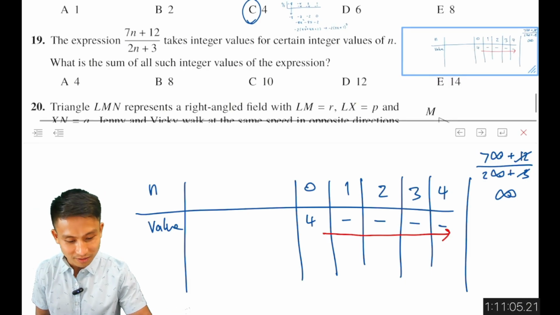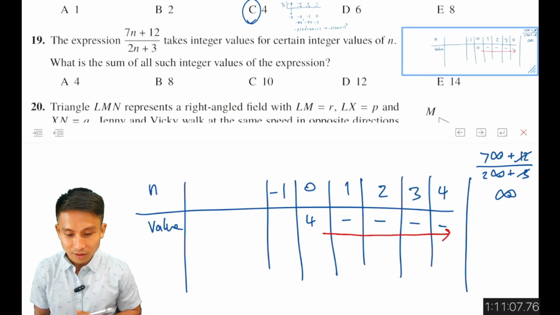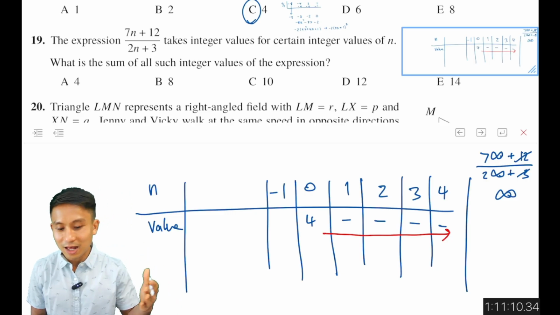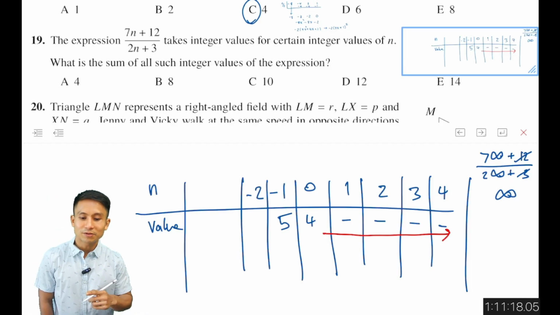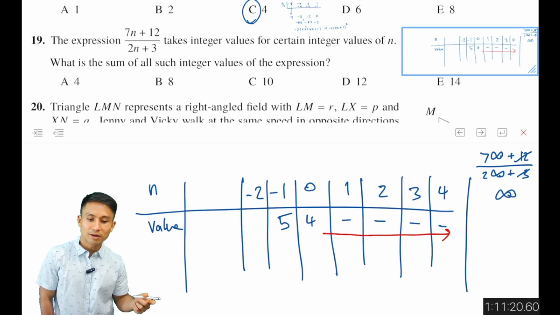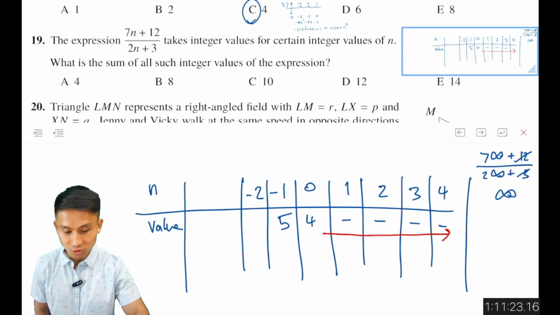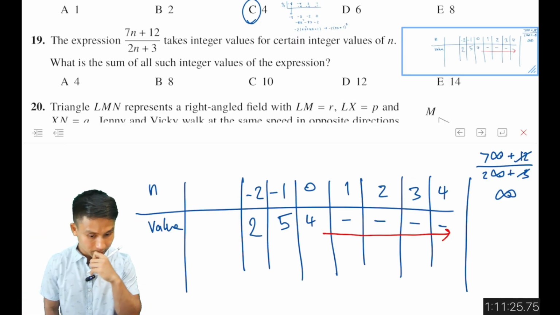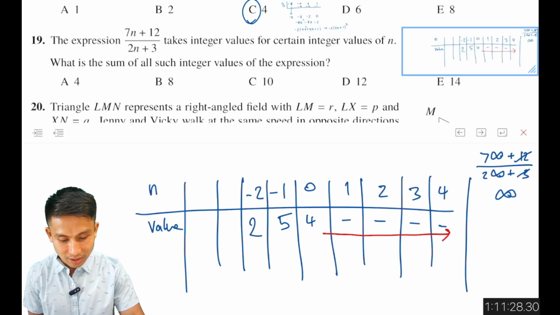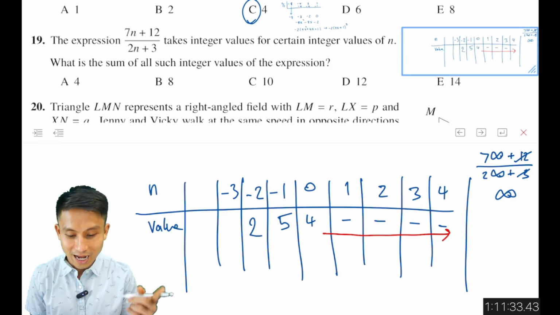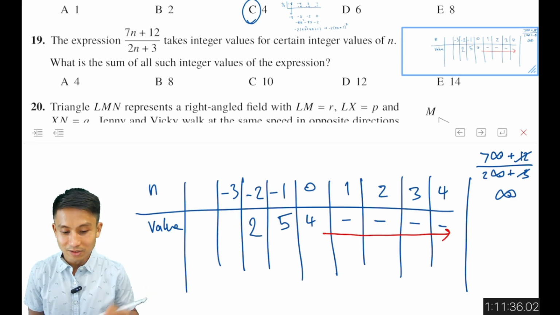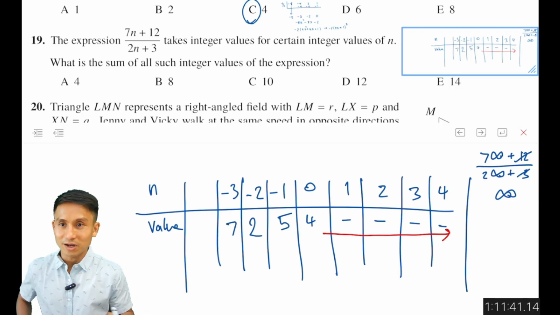So let's do negative. Minus 1: minus 7 plus 12 is 5, 5 over 1 is 5. So this is 5 if you plug in minus 1. Minus 2: minus 14 plus 12, so minus 2 on top, and minus 1 at the bottom. So minus 2 over minus 1 is 2. Minus 3: minus 21 plus 12 makes minus 9 on top, and minus 3 at the bottom, right? So that's 7. Okay, how far is this going to go?